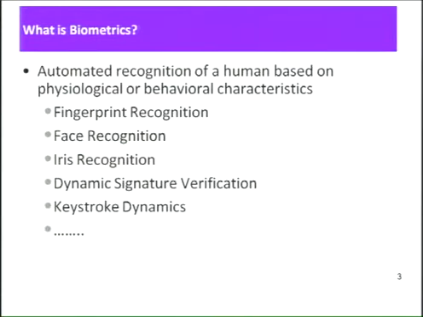So what is biometrics? Biometrics is defined as the automated recognition of humans based on physiological or behavioral characteristics. Some examples of biometric technologies are fingerprint recognition and face recognition. These are the more popular ones, the ones that you get to hear about in the media. Then you get into some of the ones that you don't hear about too much, things like signature verification and keystroke dynamics. This list is not exhaustive, but these are just some examples of biometric technologies.